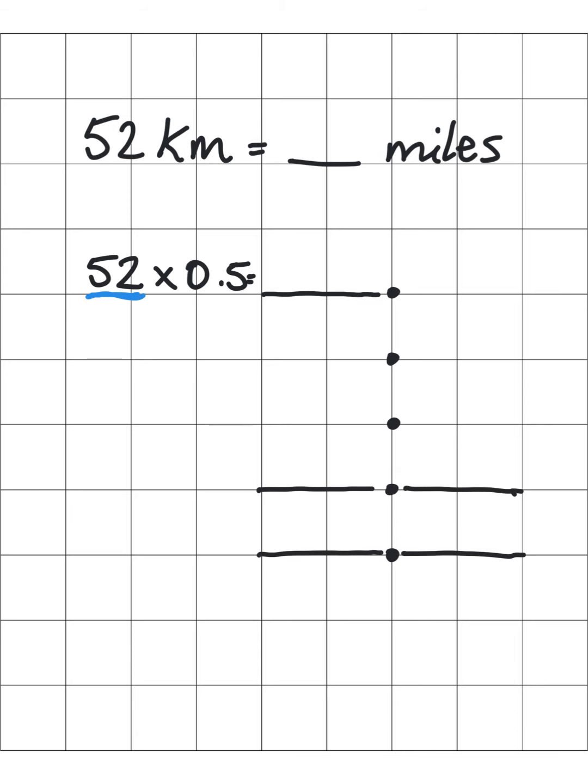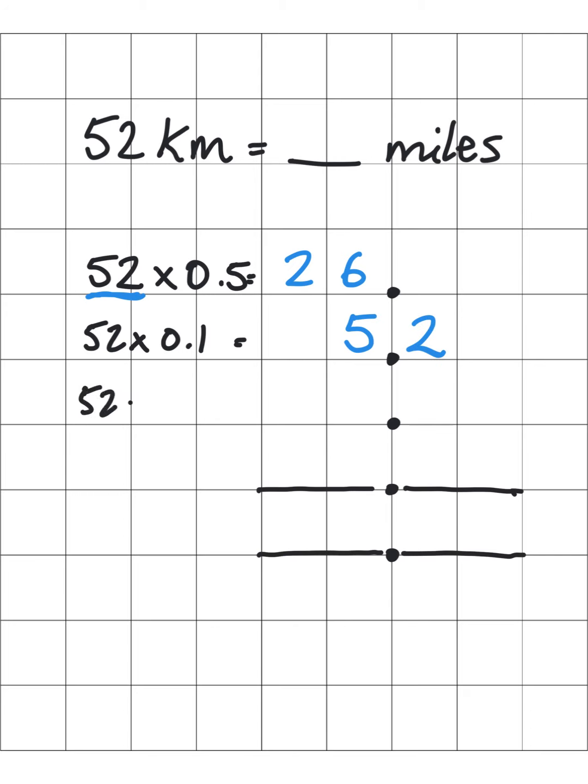So 52 multiplied by 0.5, half of 52, half the 50 to give you 25, half the 2 to give you 1, add the 2 together, 26. Then we do 52 multiplied by 0.1, which is the same as dividing by 10. So the 52, not the 26, ignore that. The 52, you're going to move one place to the right. So instead of being 52, it's going to become 5.2.